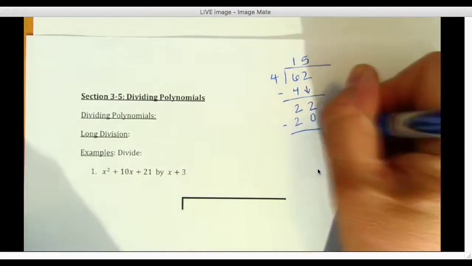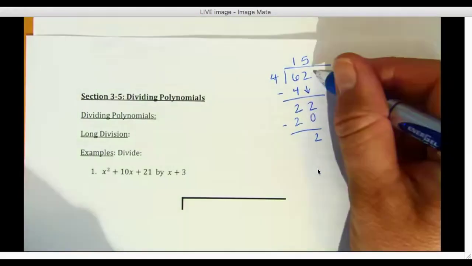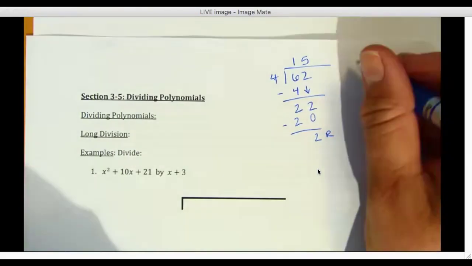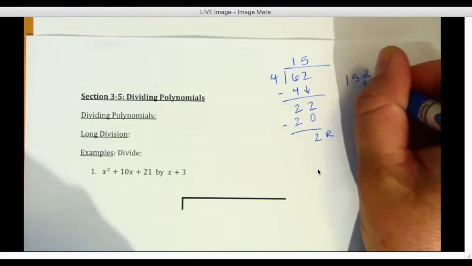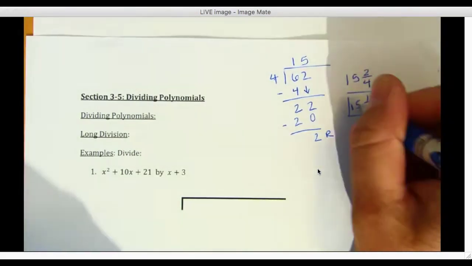We're subtracting, and I'm left with 2, and 4 no longer goes into 2. There's nothing left to bring down. So that is called my remainder. And my answer would be 15 and 2 over 4, or 15 and 1/2 as my answer.